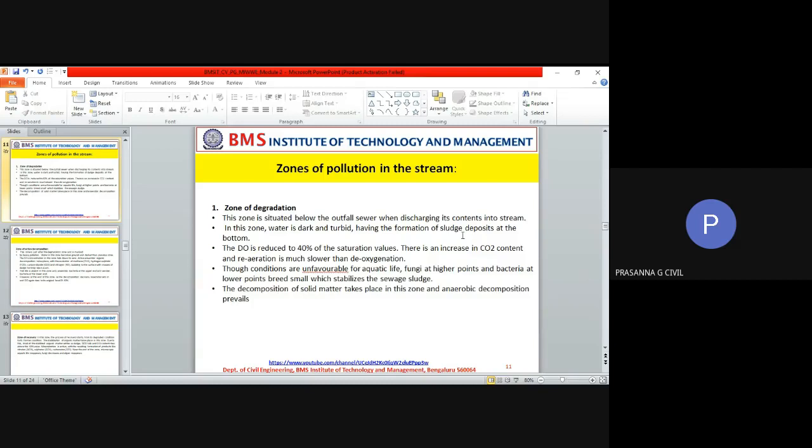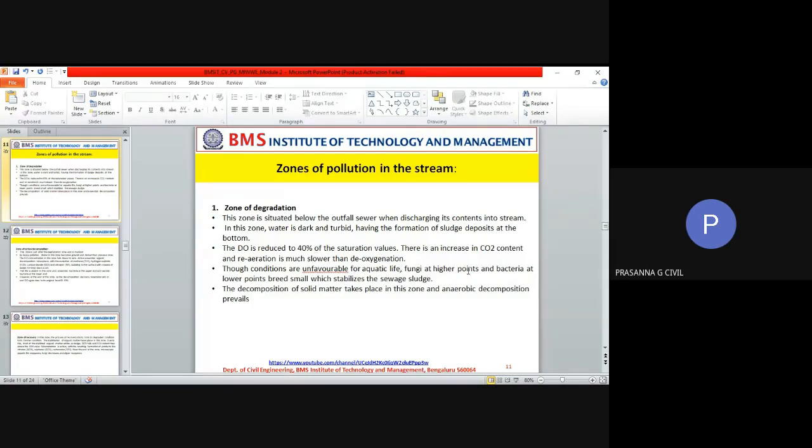So whatever is coming, solids, etc., will form a sludge at the bottom of the river there. Now, if your river has good spate, if the river is flowing very fast, then it will get carried away. Else, that will be the situation there. DO will be reduced. Suppose you have a DO of about 8 milligrams in your river, definitely it will come down at that point because the waste has so much BOD with it.